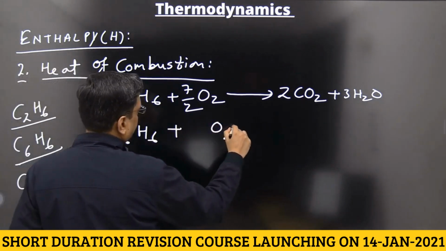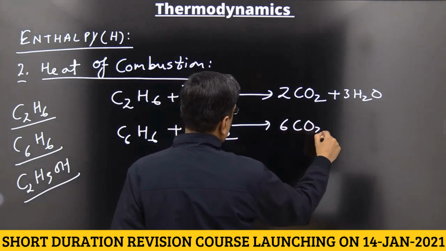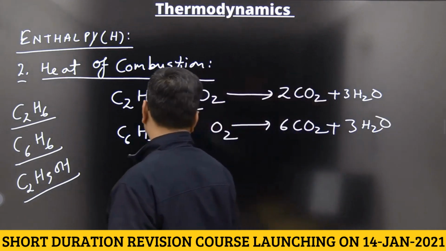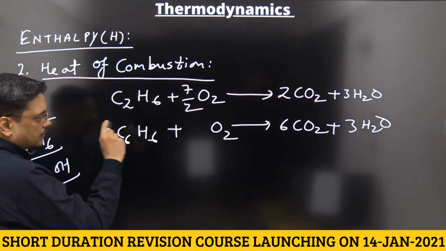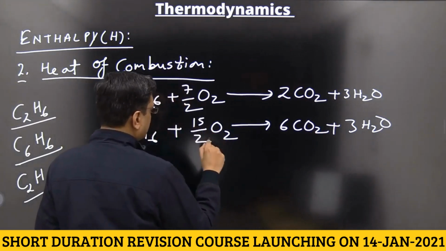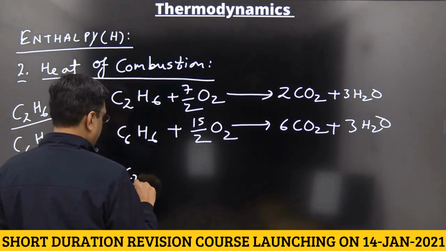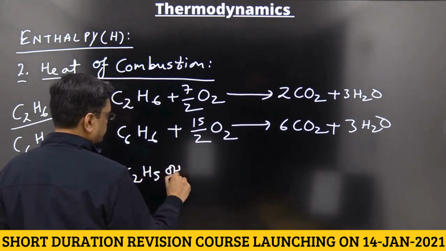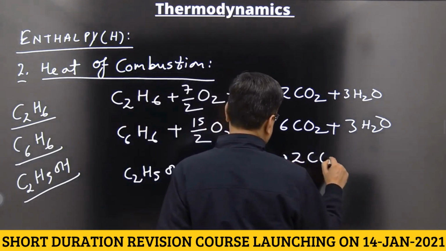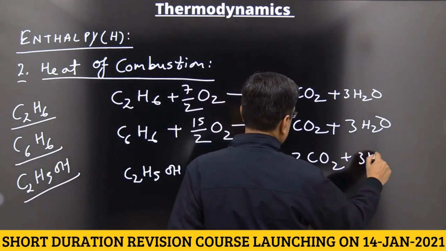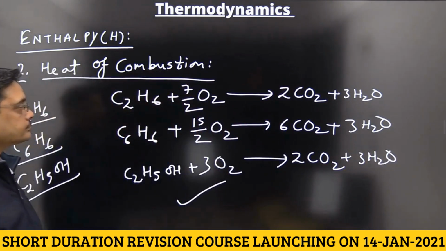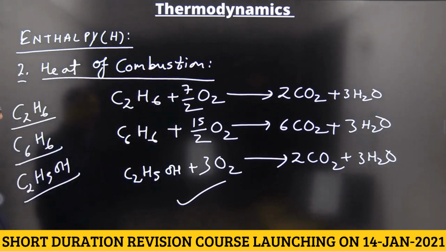Now write down the combustion of benzene. Here oxygen, 6 CO2 plus 3 H2O. So how many oxygen? 12 plus 3, 15. So it must be 15 by 2 O2. Now C2H5OH. 2 carbon, 3 H2O, 4 plus 3, 7, so it must be 3 O2. So these are the equations of combustion.